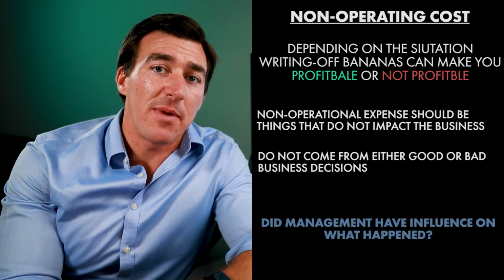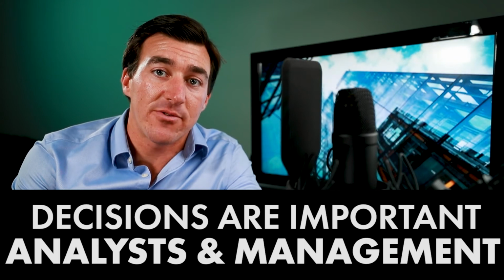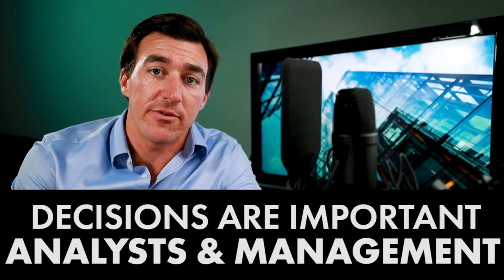Is it that the management of this business had influence on what happened? Even with the hurricane example on the bananas, if they knew the hurricane was coming and they didn't protect any of their bananas, that might be on them. If the hurricane popped out of nowhere and just destroyed a ton of bananas, that's probably going to be a non-operating cost. But the difference, while it's small, is very important to analysts and management all across the business world.